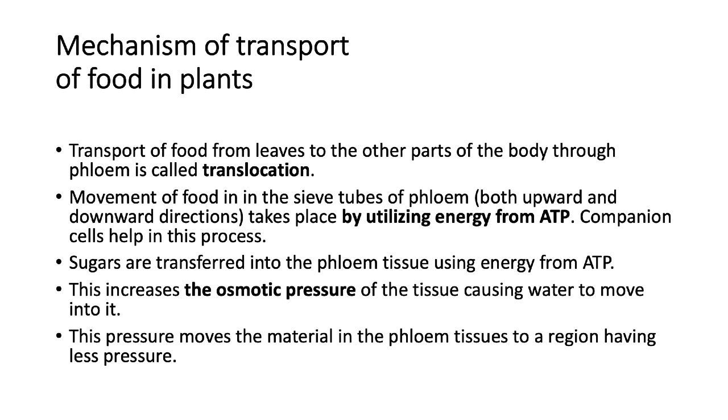Transport of food from leaves to the other parts of the body through phloem is called translocation. Movement of food in the sieve tubes of phloem, both upward and downward directions, takes place by utilization of energy from ATP. Companion cells help in this process. Sugars are transferred into the phloem tissue using energy from ATP. This increases the osmotic pressure of the tissue, causing water to move into it. This pressure moves the material in the phloem tissue to a region having less pressure.